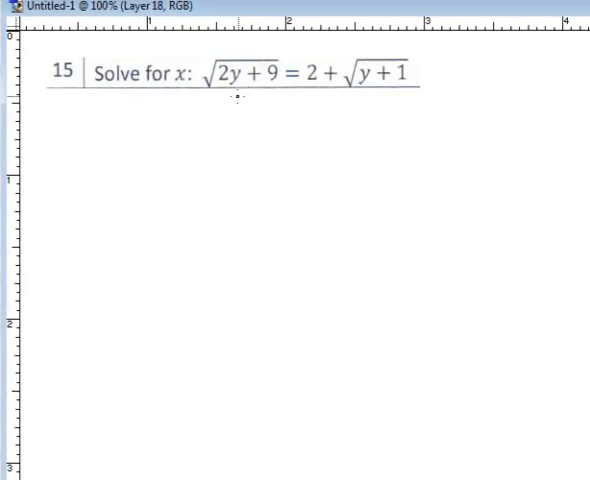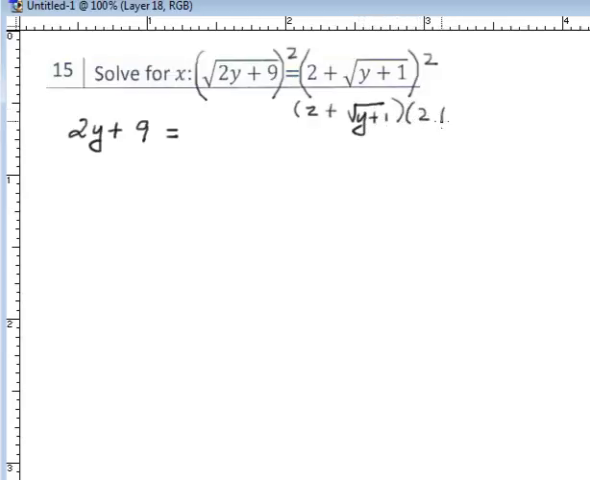Okay, in question 15, we have another radical equation. One of the radicals is isolated on the left side, so we're ready to square both sides. So let's do that. All right, so we're going to square both sides. On the left side, that square root pops off and we get 2y plus 9. Now we're going to FOIL the right-hand side. Let me just write that out. Let's write out 2 plus the square root of y plus 1, just so we'll see the FOIL more clearly.